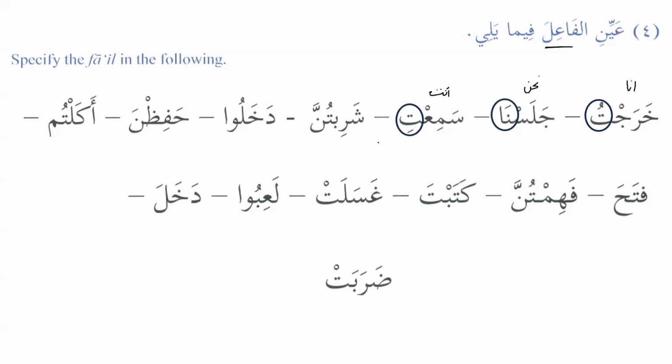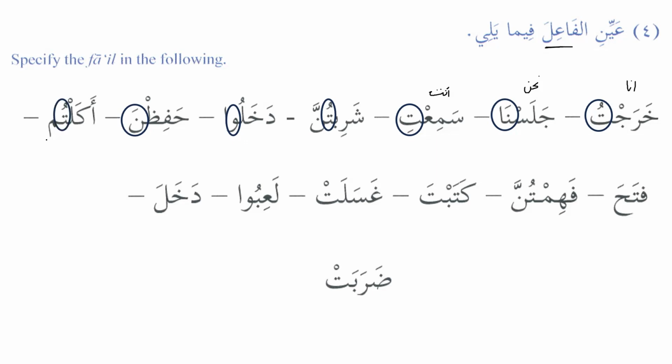And similarly, sharibtunna, we have learned here that it is ta plus noon, that is noon al jama'a. So sharabtunna here is basically antunna sharabtunna. And then we have dakhalu, so waw is the doer, and alif is just to differentiate, alif al fariqah. Then we have hafidhna, and again we can see that noon over here is the doer.